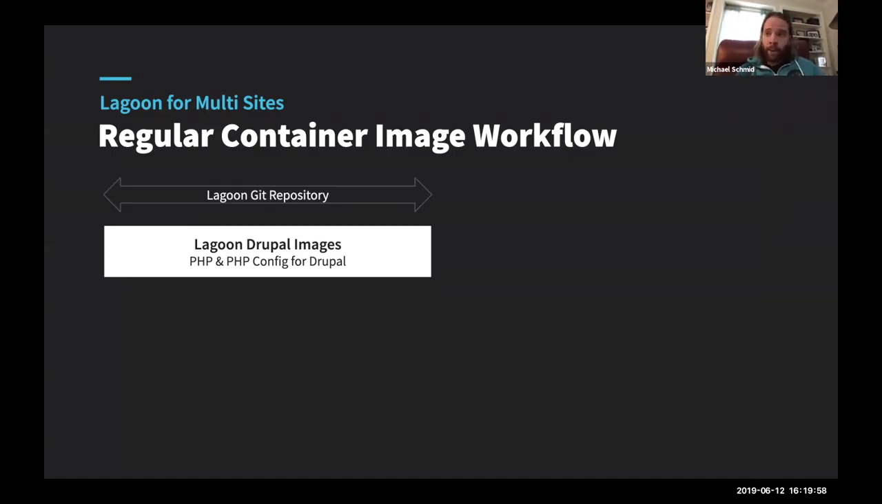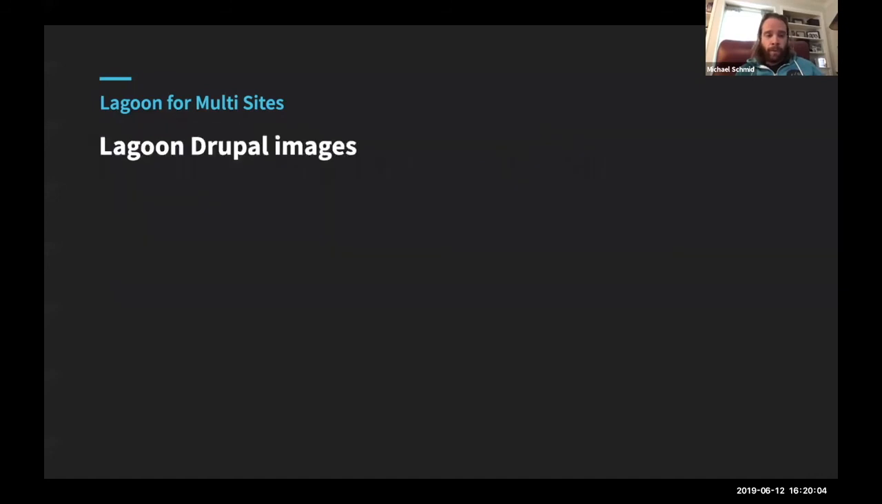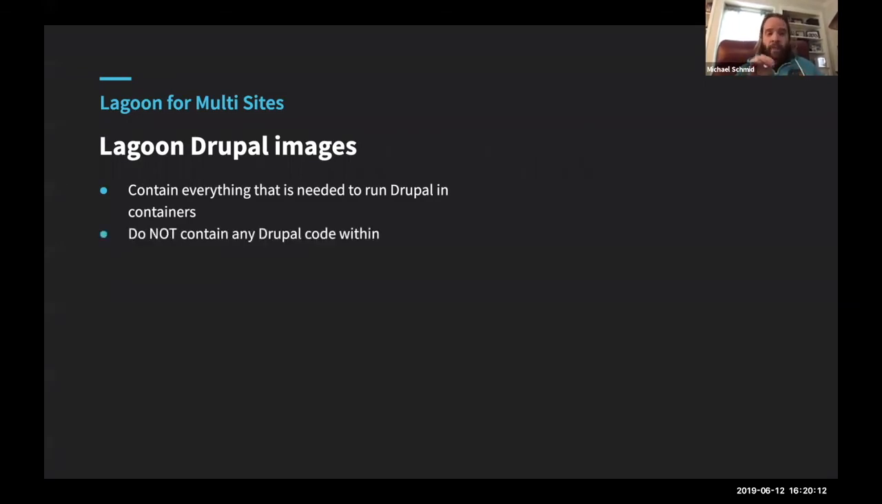And it lives inside the Lagoon Git repository. Again, it's completely open source, so you can look at it, you can look which versions are installed, you can send a pull request if you have something cool. So these Lagoon Drupal images contain everything that is needed to run Drupal in a container, but it does not contain any Drupal code in it yet. This is provided by you.